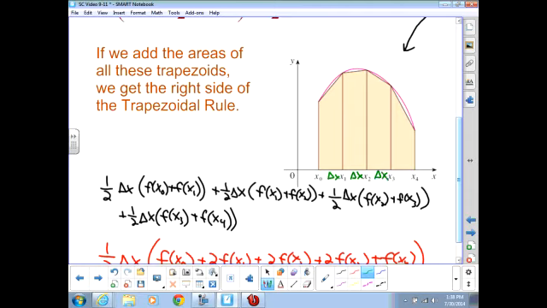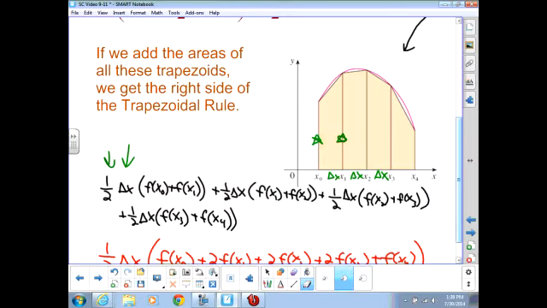When you turn it sideways to think of your trapezoids, that's like your height, because your area of a trapezoid formula is 1/2 the height times base 1 plus base 2. So we get 1/2 times our height, delta x, and in our first one, this is our base 1, this is our base 2. So we have f of x0 plus f of x1.